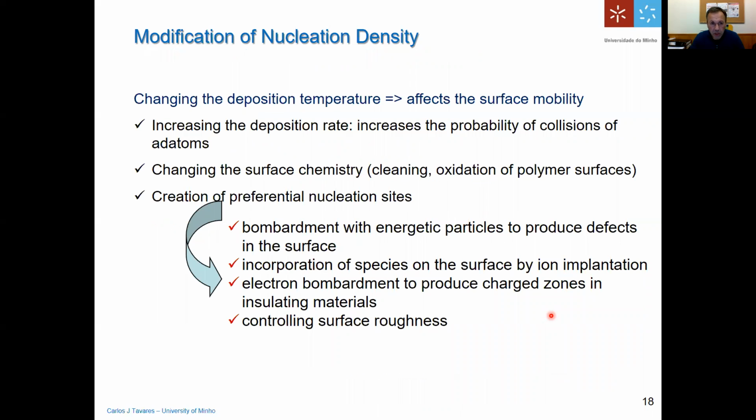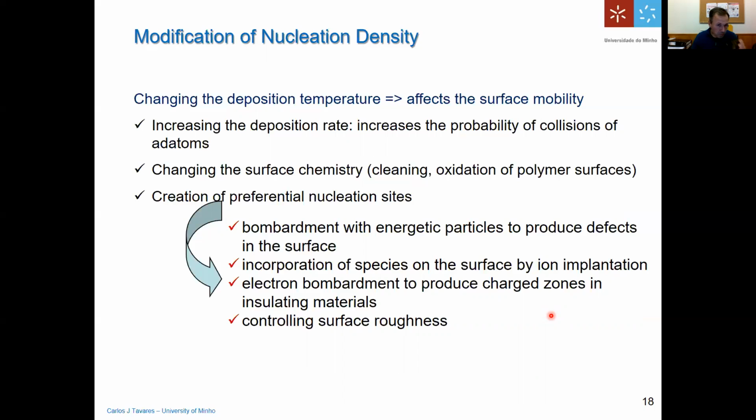So changing the deposition temperature also affects the surface mobility. By increasing the deposition rate, it means that you are increasing the number of atoms or molecules that you are carrying onto the substrate. So this will increase the probability of collisions of atoms.